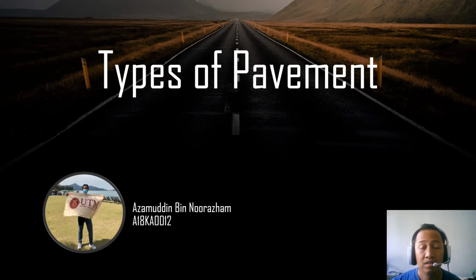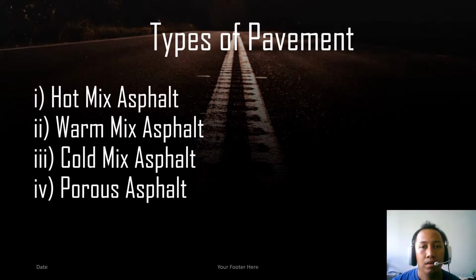Assalamualaikum and hi. My name is Azamuddin bin Azhar, and today I'm going to give a simple explanation on the types of pavement. There are many types of pavement that have been used in the road. However, in this explanation, I'm going to explain only four types of pavement. Firstly is the hot mix asphalt. Second is the warm mix asphalt. Third is the cold mix asphalt, and the last one is the porous asphalt.